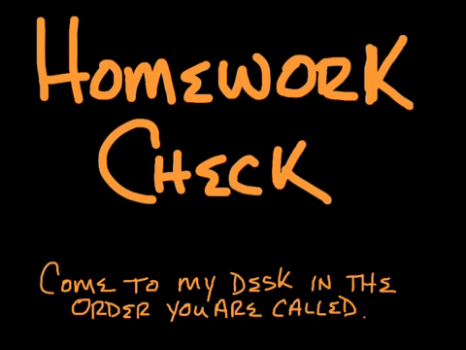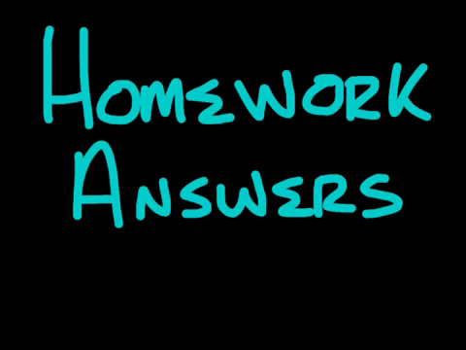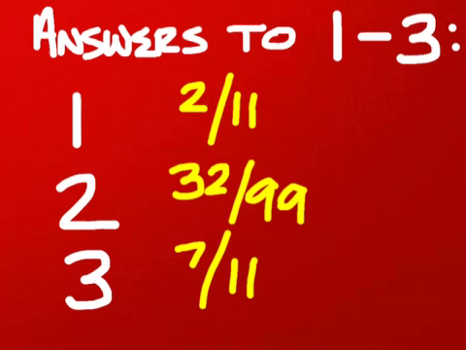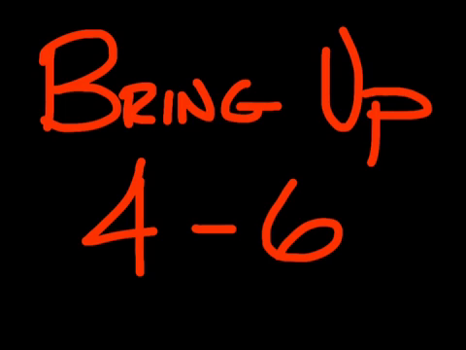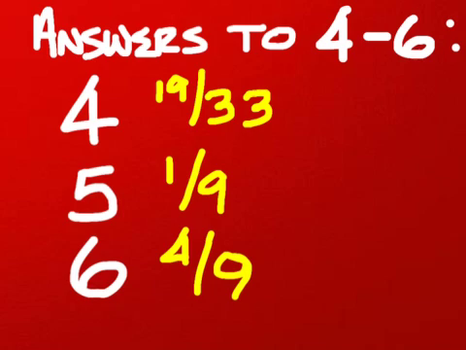The homework check is done up here at the desk, but not on this iPad. It'll be on the other one. Homework answers need to see 1 through 3. Answers are 2 over 11, 32 over 99, and 7 over 11. Bring up 4 through 6. 19 over 33, 1 over 9, and 4 over 9.